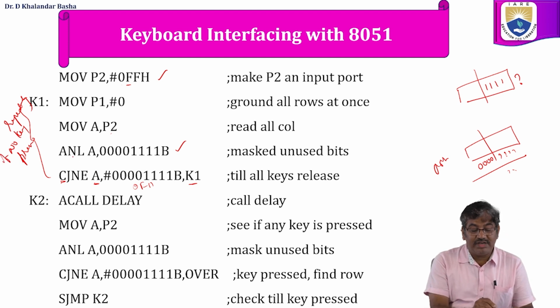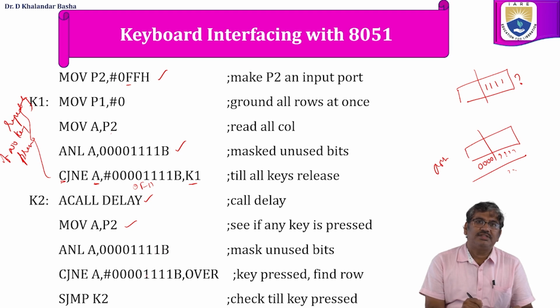So let us consider if any key is pressed. What happens to this comparison? It will fail, so it will come to the next instruction. Once any key is pressed, we call some delay. It is for debouncing. Now we read port 2 again, AND with 1, 1, 1, 1, and check whether a key is pressed or not.